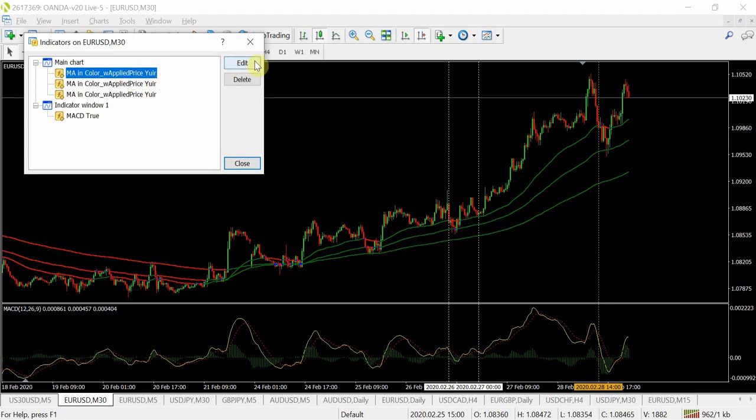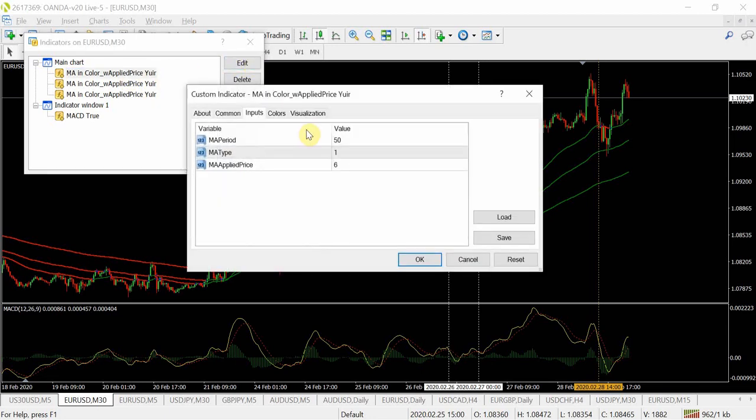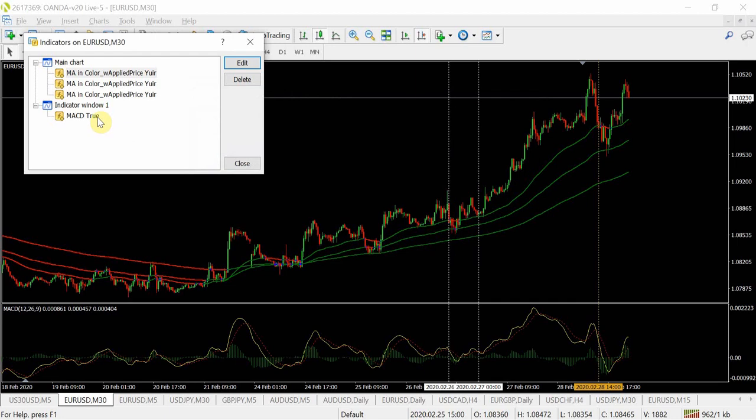So the MA in color indicator, again, you've got the period, and then you've got the type. So one is EMA, two will be SMA, and then you got MA, and then you got LWA. And again, you can play around with these settings, but in my personal view, this is what I find works the best. And then you got the MACD true, which is basically the standard MACD indicator that you would normally see on other trading platforms.